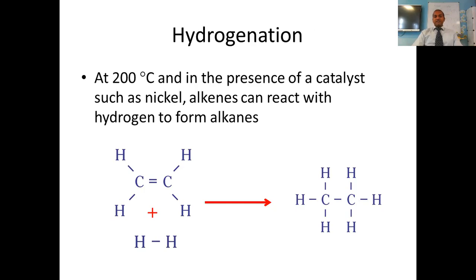So in hydrogenation reaction, at 200 Celsius and in the presence of a catalyst such as nickel, alkene can react with hydrogen to form alkane. So it depends, guys. If you have propene, it becomes propane. If you have butene, it becomes butane. If you have pentene, it becomes pentane. It becomes the corresponding alkane. The alkene changes into the corresponding alkane by just adding hydrogen. So this process is called hydrogenation. The two conditions are a specific temperature of about 200 Celsius and a catalyst, usually nickel.